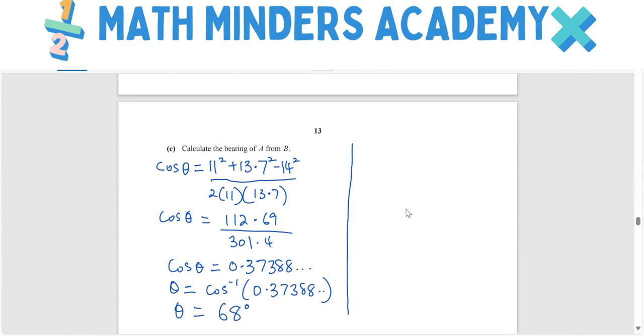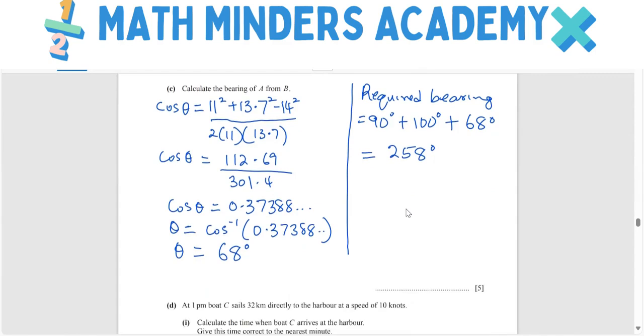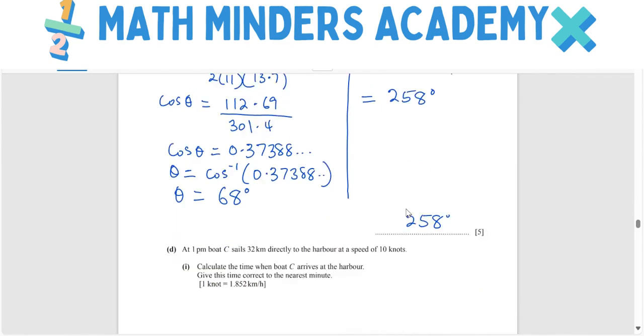So the required bearing that we are looking for is going to be 90 degrees, like I said before, plus 100 degrees, plus 68 degrees. And that gives us 258 degrees. So we enter 258 degrees. We will proceed to the D part of this question number 6.